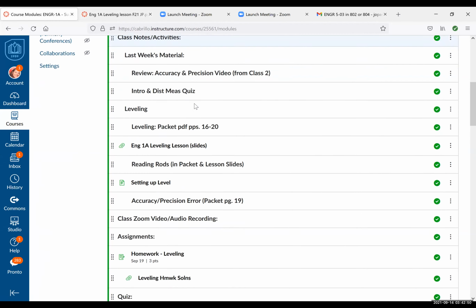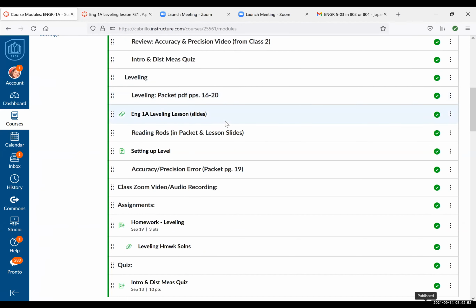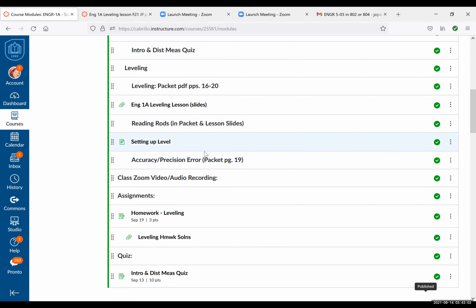Okay, so let's see. We looked at the packet. We looked at the slides. We still have to learn how to read a rod and set up the level. And I'm going to show you some accuracy.